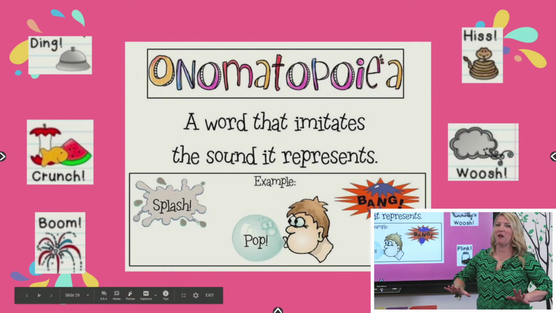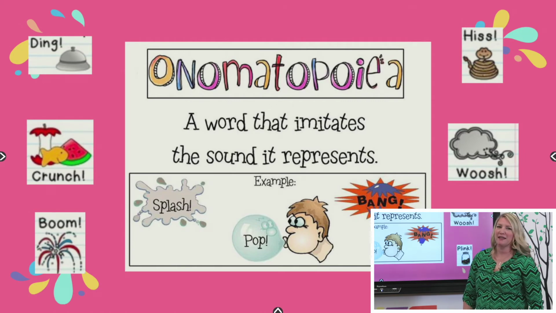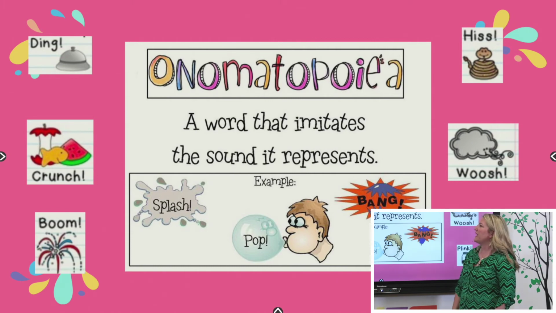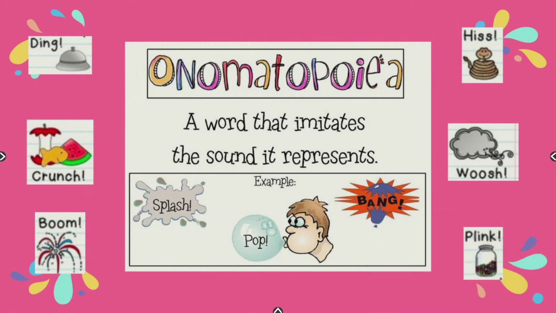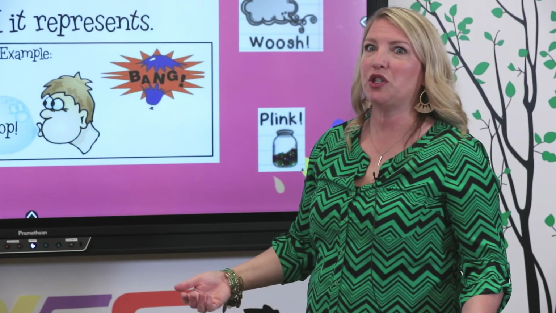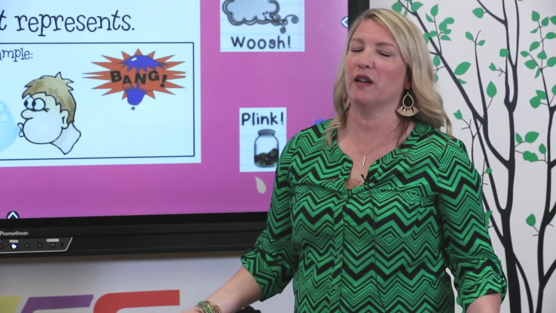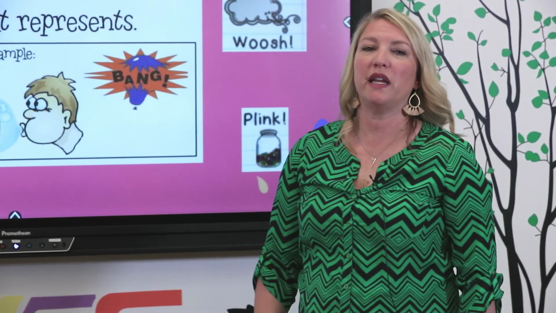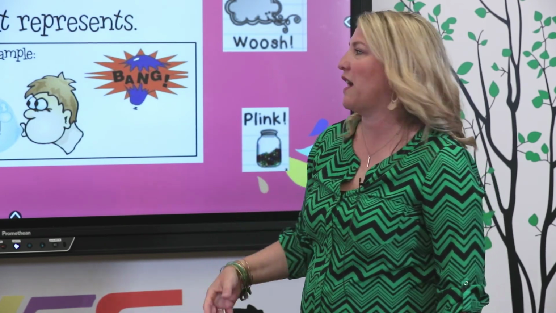Onomatopoeia. This is one of my favorite words. It just sounds funny. So say it with me. Onomatopoeia. It's a word that imitates the sound that it represents. So for example, you've got splash, pop, bang, plink, whoosh, hiss, ding, crunch, boom. Those are all some examples of onomatopoeia. So when you see those in a story, which I'm sure you've probably seen them in movies or even on TV shows, these words you hear or see make you think of that sound.